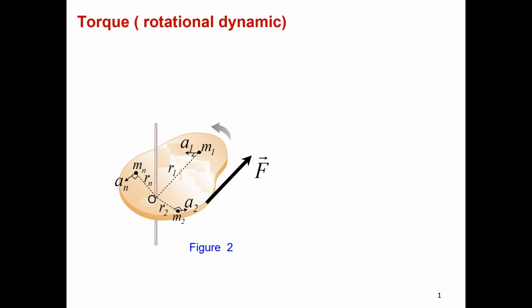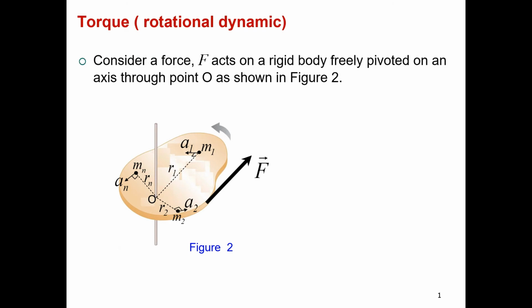What is torque in rotational dynamics? Look at figure 2. Consider a force F acts on a rigid body freely pivoted on an axis through a point O as shown in figure, where the sum of torque equal to I alpha.